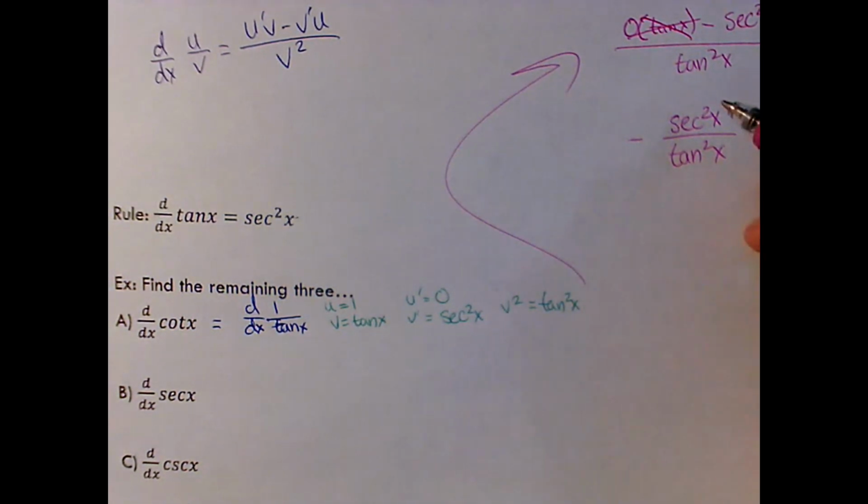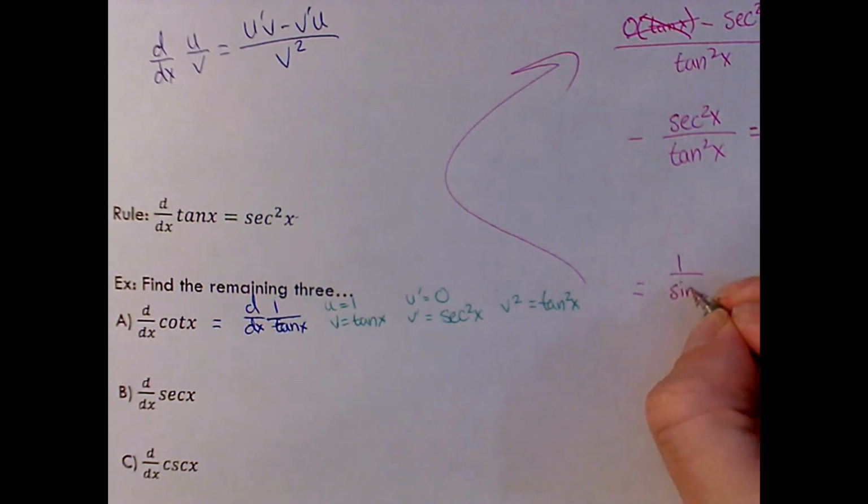Now let's remember what secant squared x is. Secant is the same thing as 1 over cosine. So secant squared becomes 1 over cosine squared. Tangent on the bottom is the same thing as having cotangent on the top, and cotangent on the top would be cosine squared x over sine squared x. Forgot my negative. Can't forget my negative. So at the end of the day, what I have is negative 1 over sine squared x, which is the same thing as negative cosecant squared x.